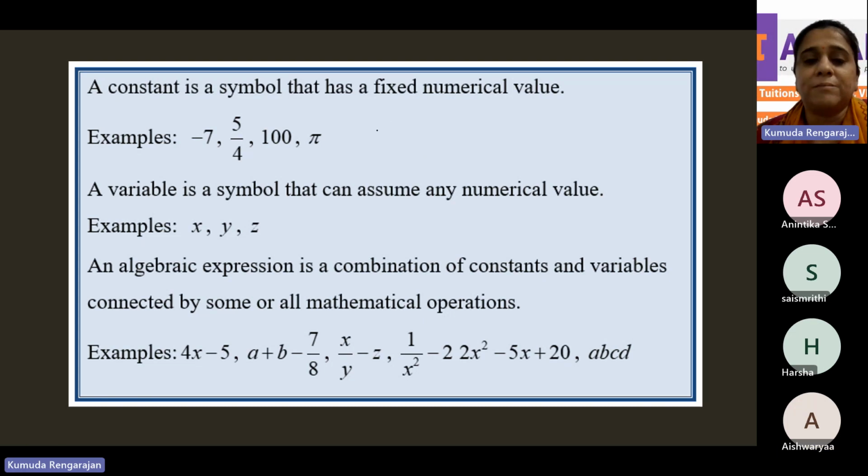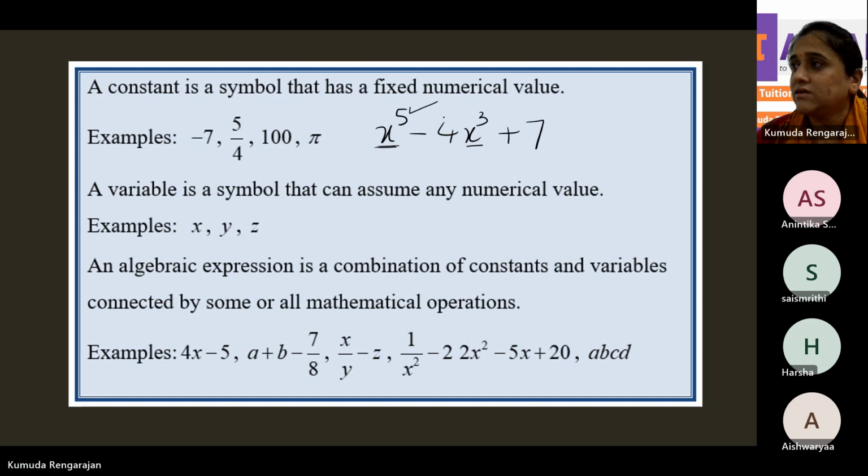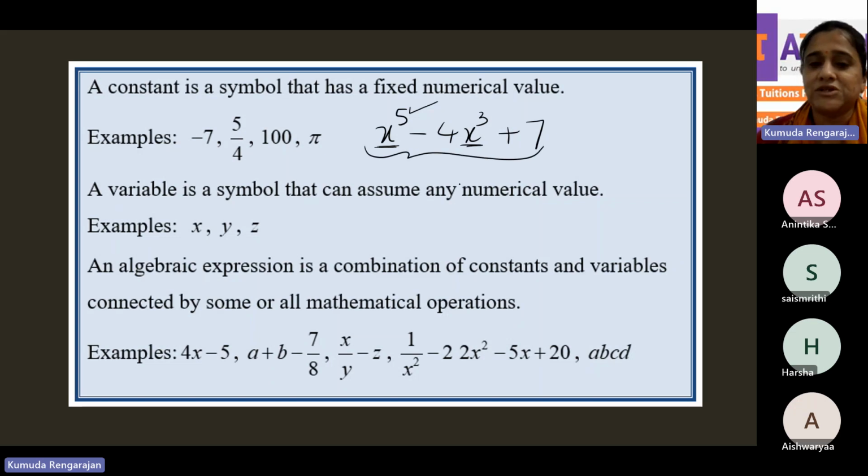Okay. Now look at this example. x to the power 5 minus 4x cubed plus 7. All right. Now you can see the variable x. What's the power of the variable x? 5, which is a whole number. Before that, how many terms are there in this algebraic expression? 1, 2, 3 terms. This algebraic expression has 3 terms.